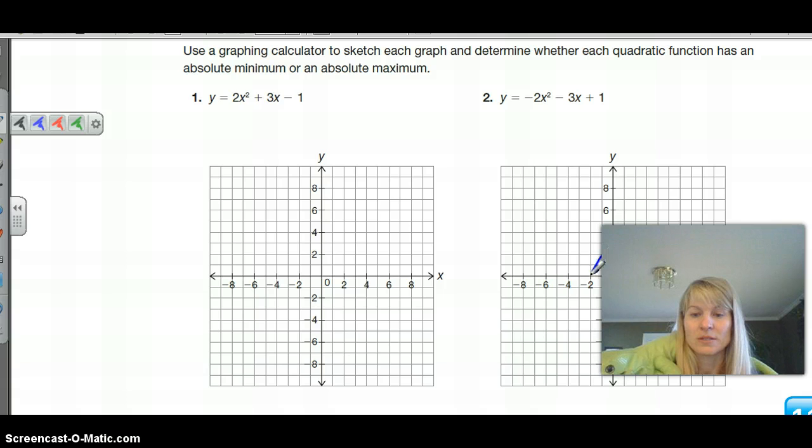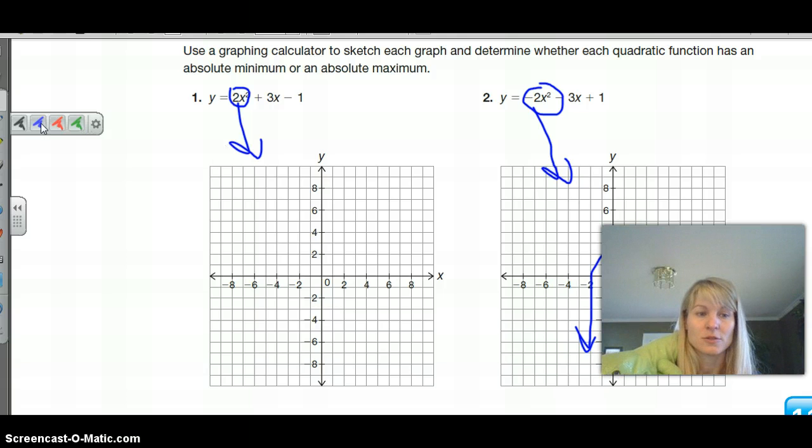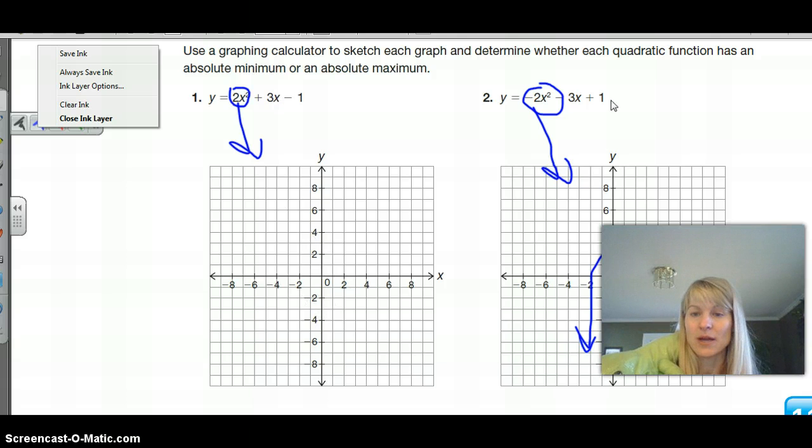Yours should look nicer than mine, but what I want you to look at is this one and the sign of this one. The 2 is the coefficient here, and then there's a -2 here. So I want you to understand what a positive coefficient and a negative coefficient does to those equations. Also, you should be looking at this -1 here, how that relates to this graph, and this +1 and how that relates to this graph.